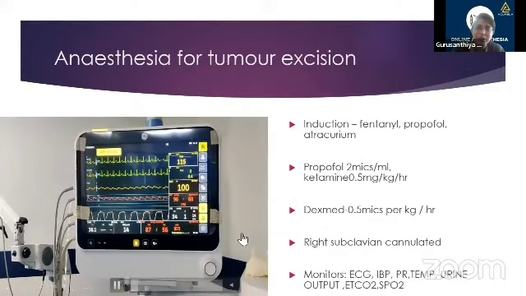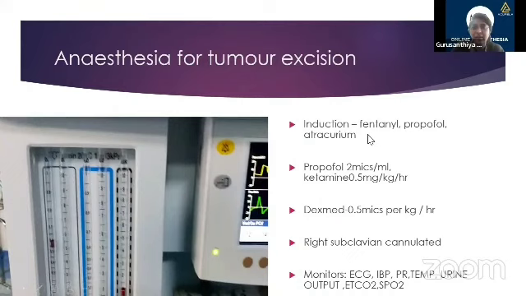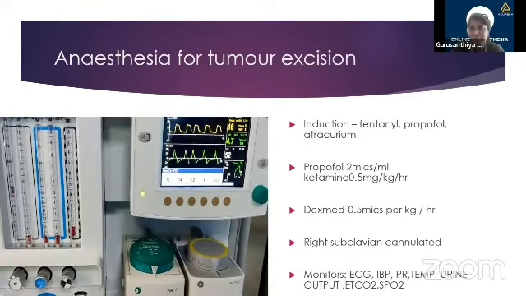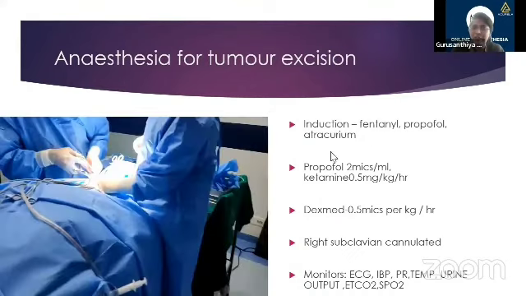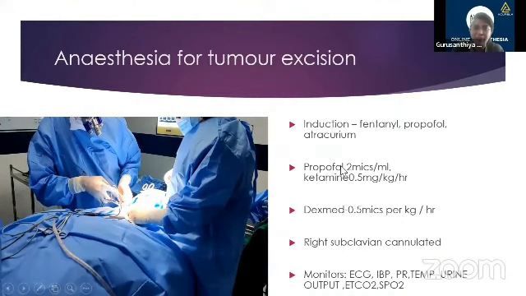Anesthesia for tumor excision was given as we would give for any other neuromonitoring. Initially, we had given her fentanyl, propofol, and atracurium. Then we had a propofol TCI at 2 mics per ml concentration. Then ketamine at 0.5 milligram per kg per hour, and dexmed at 0.5 mics per kg per hour. Due to the sparsity of veins from the previous admissions, we had to cannulate her right subclavian vein, and we also cannulated the left radial artery for invasive blood pressure monitoring. These were the monitors used along with this.